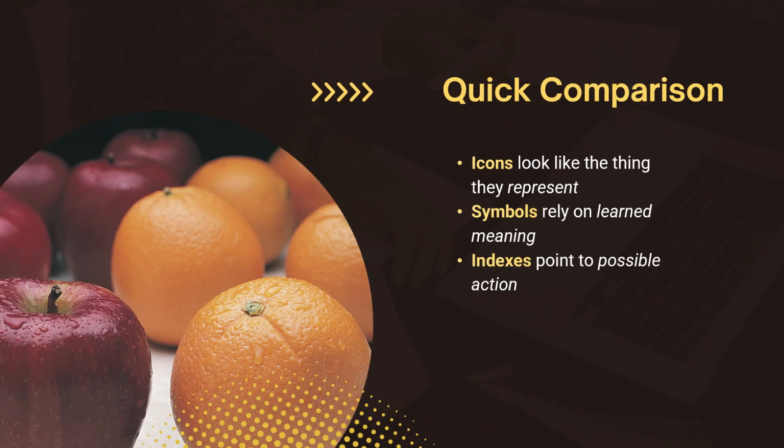Now let's pause and put this all together. Icons look like the things that they represent. Symbols rely on learned meaning. And indexes point to possible actions. In real interfaces, you'll often see all three working together. Good design layers signifiers. Poor design assumes users will just know.